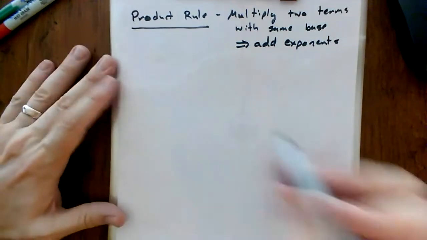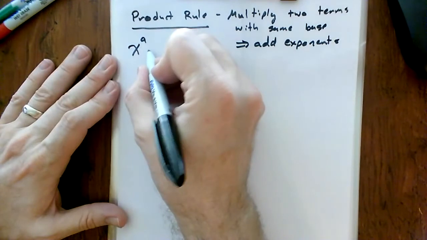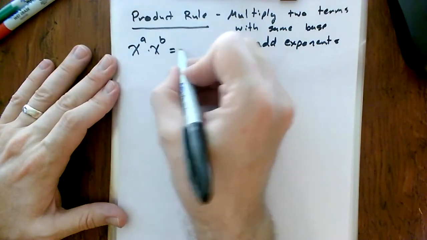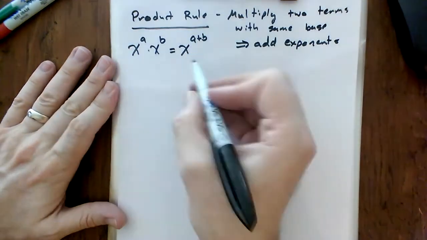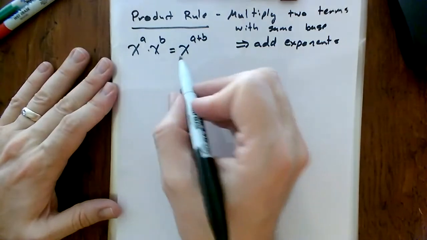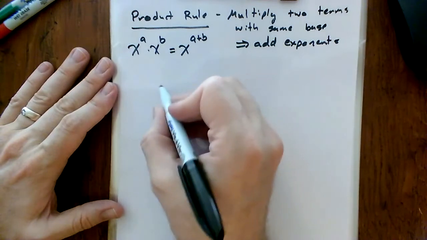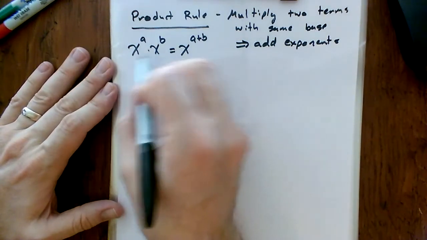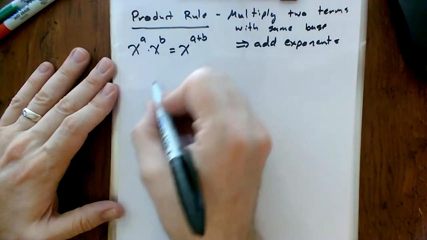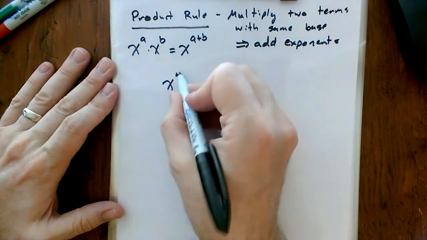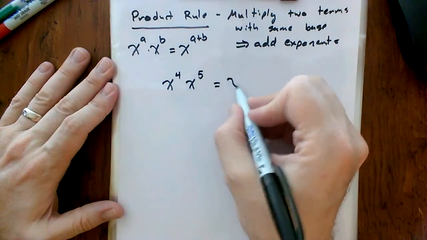Or the succinct way of writing this is that x to the a times x to the b is equal to x to the a plus b. And I think that if you start thinking about what this looks like, I'm just combining my multiplication. So it's a little bit like saying, oh, x to the 4 times x to the 5 is going to be x to the 9.